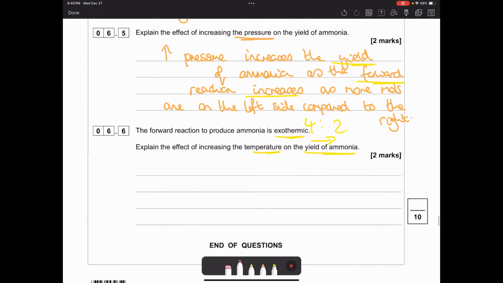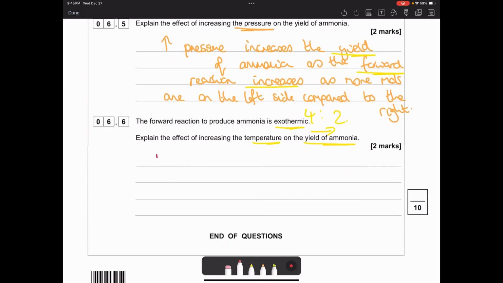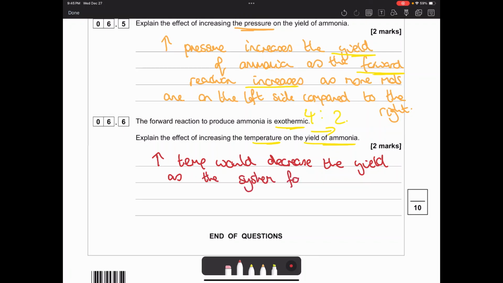Okay, so going back to the question, increasing temperature would decrease the yield as the equilibrium of the system favours the reverse endothermic reaction.